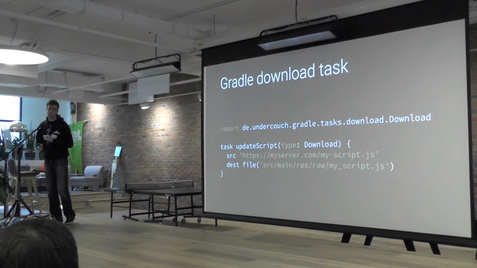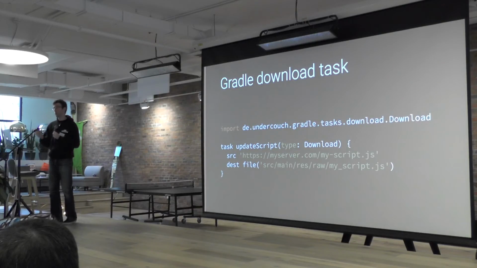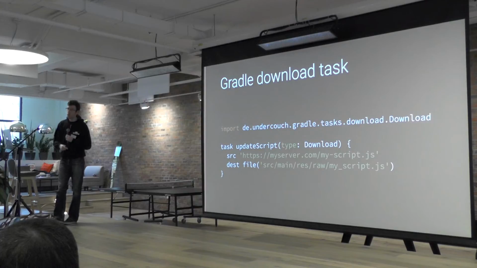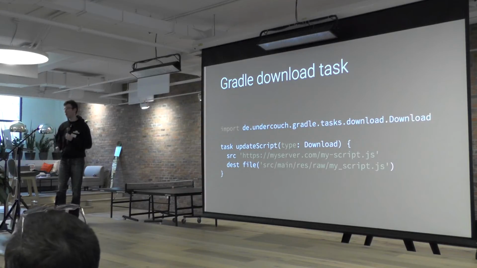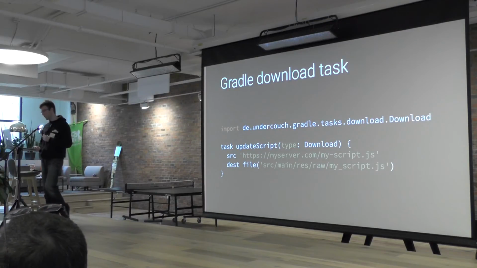We do this manually and we check it in because when we check out an older commit of the app, we want to make sure that we are running the JavaScript that was on the app at the time.